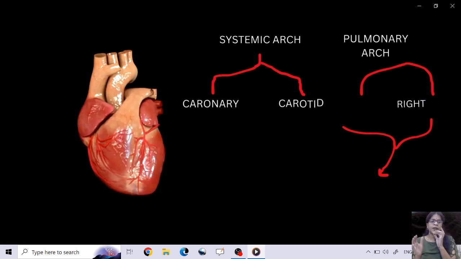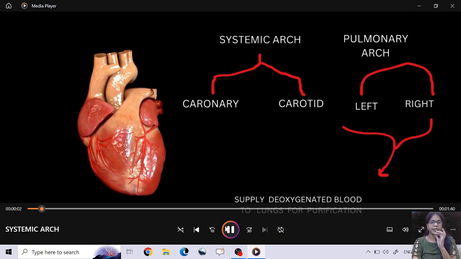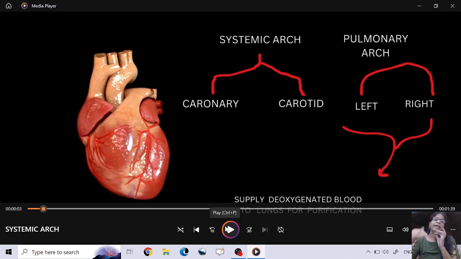See, I told you systemic arteries are divided into coronary arteries and carotid arteries, and there is further bifurcation also. In the coming slides, I will let you know. The carotid artery is again divided into external and internal for the left and right sides of your body. The left and right are each divided into the external and internal carotid artery.